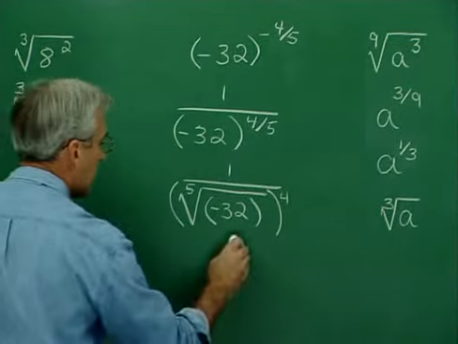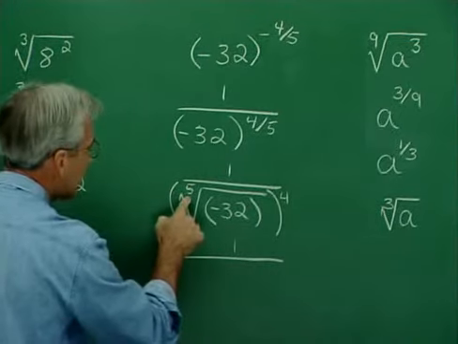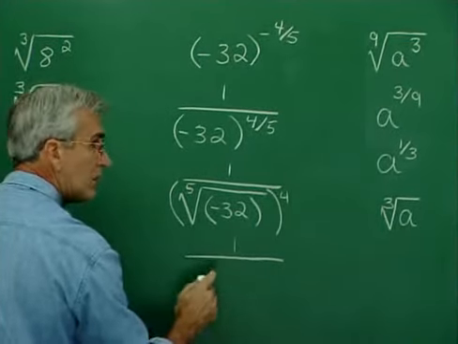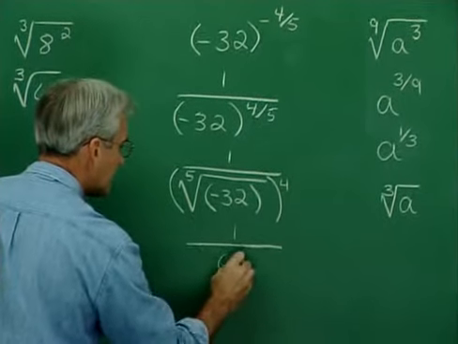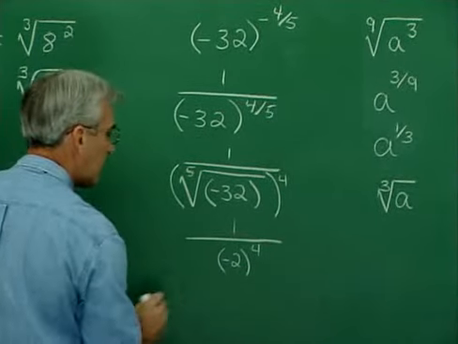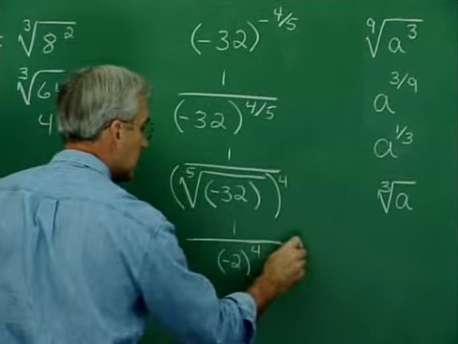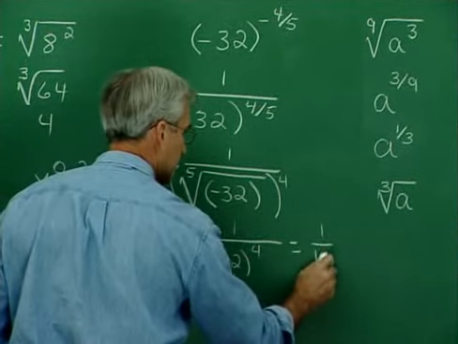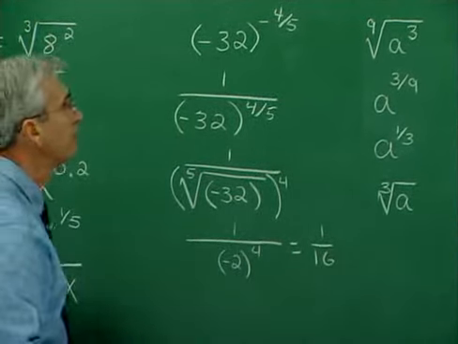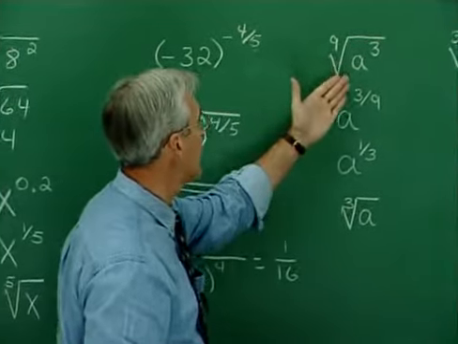So let's kind of think about it like this. All right, and therefore, let's see, the 5th root of negative 32 turns out to be negative 2. So this is negative 2 to the 4th power, and negative 2 to the 4th power is 16. So this is 1/16.